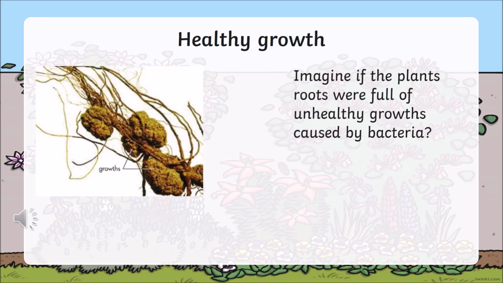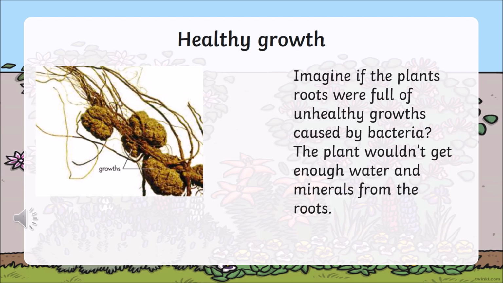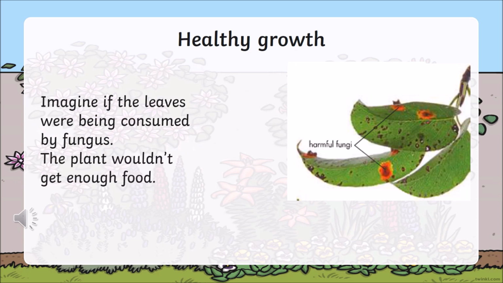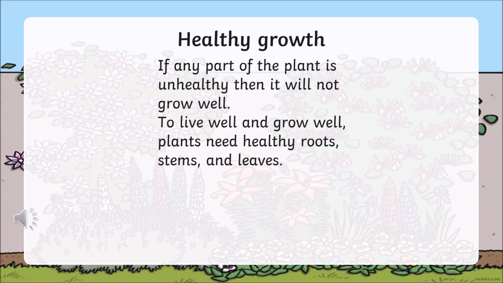Imagine if the plant roots were full of unhealthy growths caused by bacteria. The plant wouldn't get enough water and minerals from the roots. And imagine if the leaves were being consumed by fungus. The plant wouldn't get enough food. If any part of the plant is unhealthy, then it will not grow well. So to live well and grow well, plants need healthy roots, stems, and leaves.